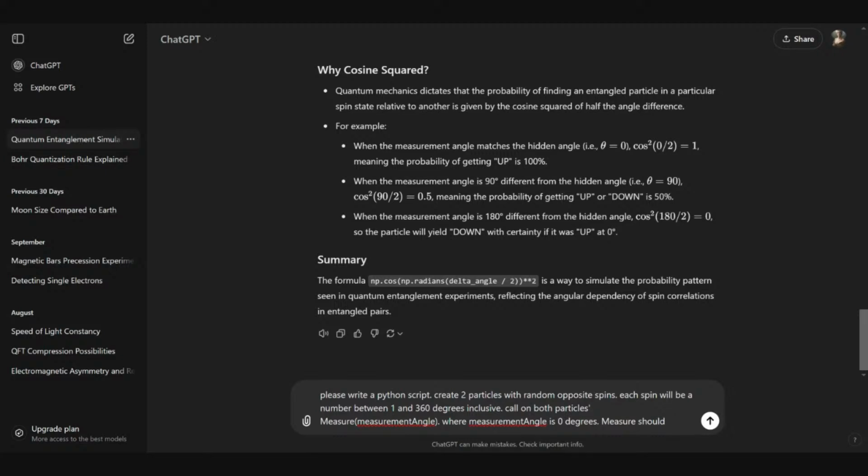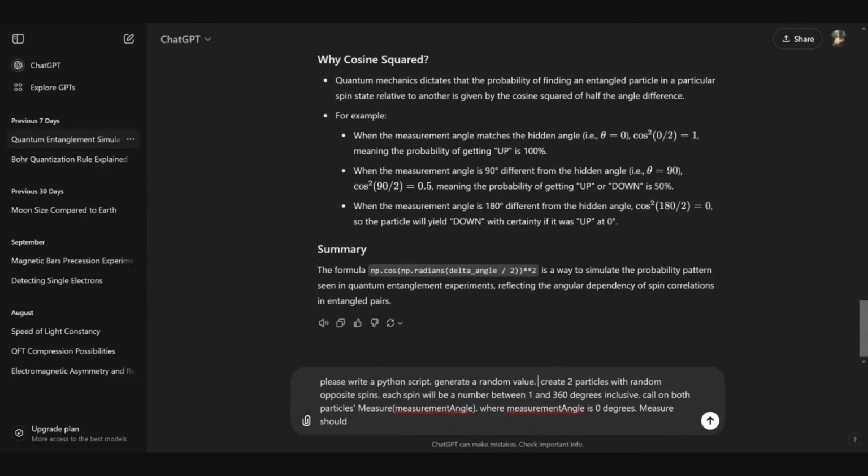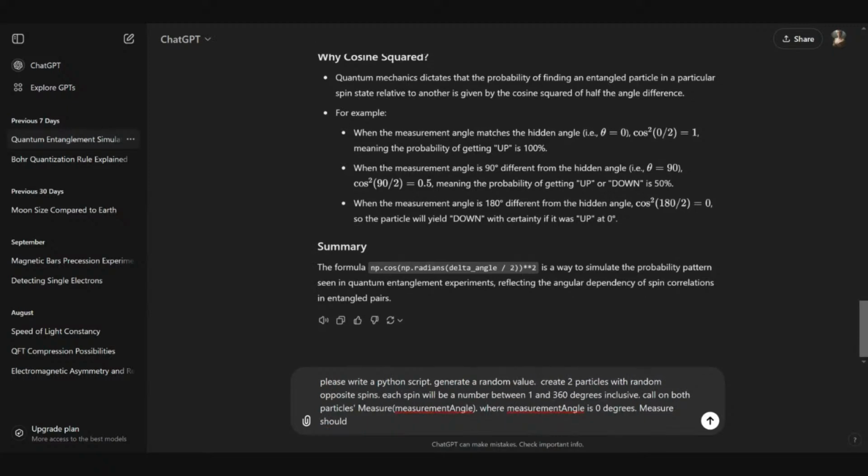Could it be, is it enough? Is the spin enough of a random? No, it can't be. It can't be enough. We need another. We have to have another random number. So generate a random value. Create two particles with random opposite spins and this random value.